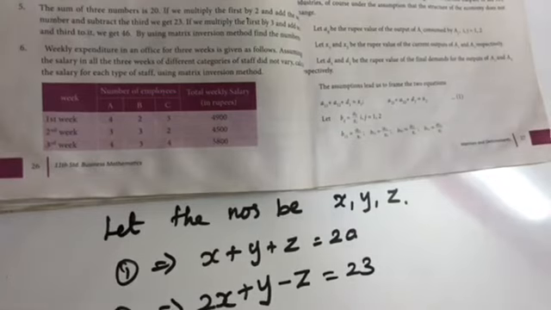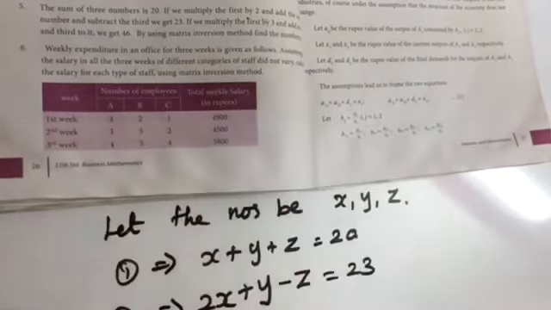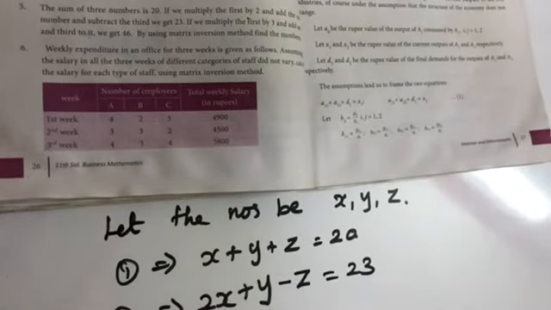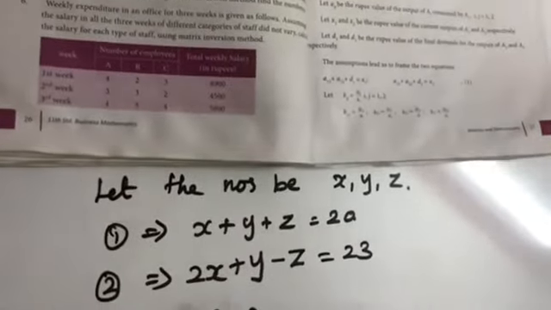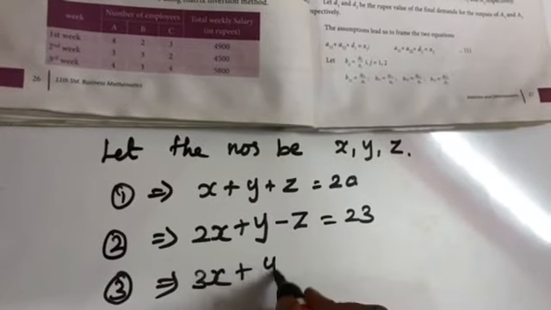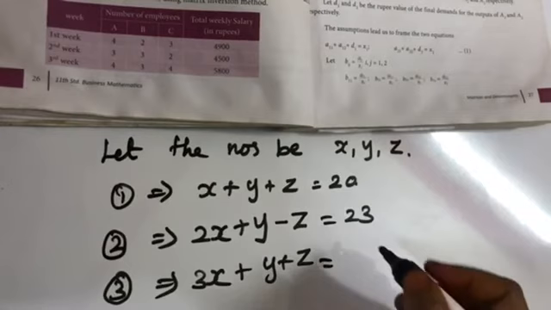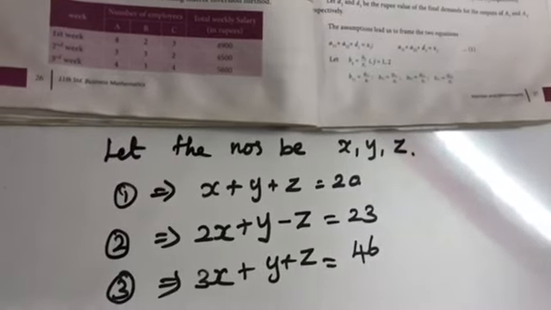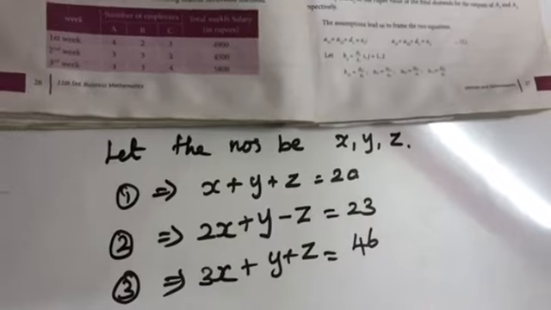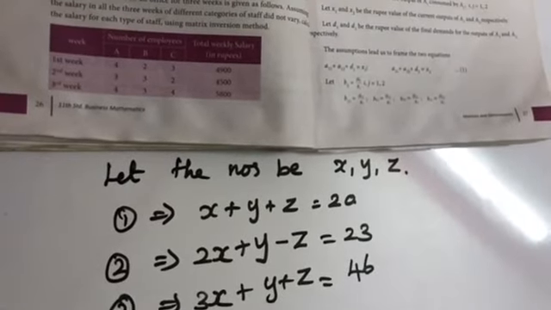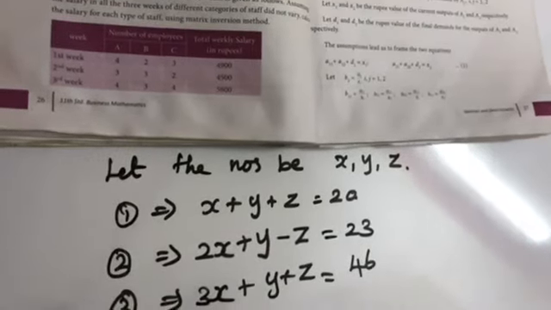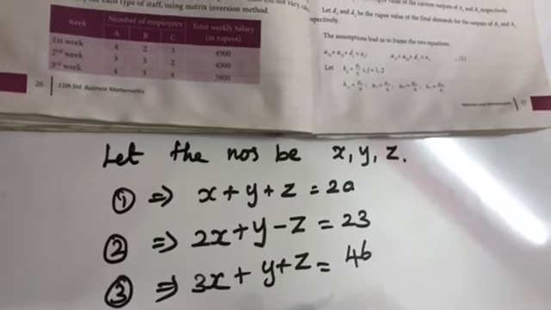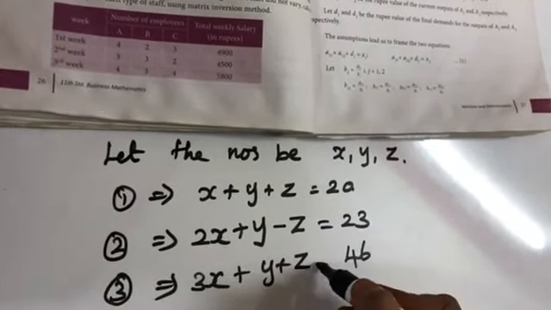Third equation: if we multiply the first by 3, so 3x, and add the second and third to it, so plus y and z, we get 46. Using the matrix inversion method, find the numbers. So these are the equations. Now we can convert these equations into a matrix and find the solution. Hope you can understand, ma.